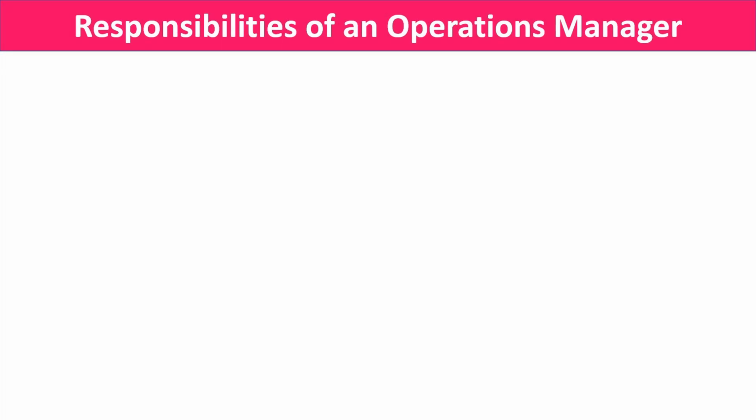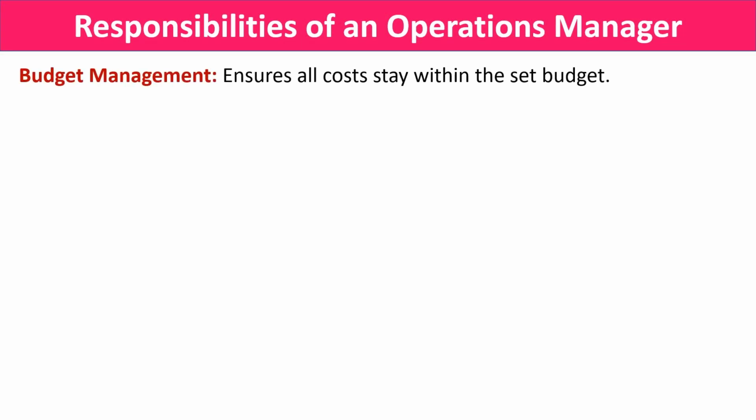Responsibilities of an operations manager. An operations manager plays a key role in making sure operations run smoothly. Let us discuss some of the important responsibilities. Budget making. Ensure all costs stay within the set budget. An operations manager monitors costs to make sure that the business stays within budget and does not overspend.